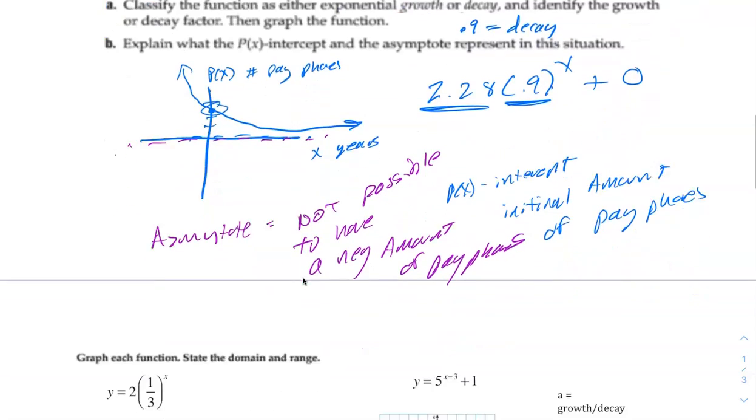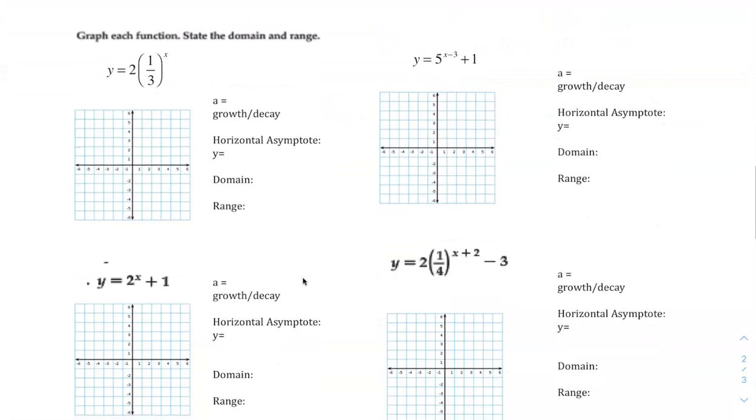There we go. Next one, more graphing. Graph each one, and state the domain and range. So let's go to the first one here. What's the A? The A is 2. Growth or decay? This is my B, and it's less than 1, so it's a decay function. Horizontal asymptote, we don't see anything there, so plus 0. And now let's graph it.